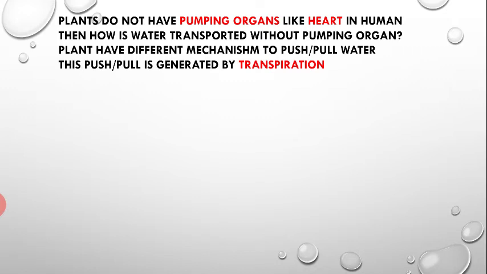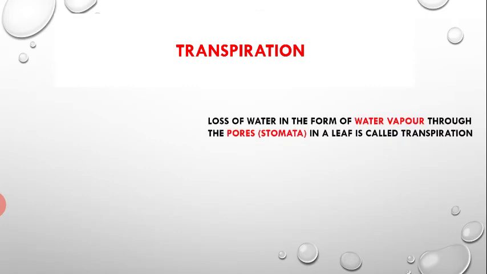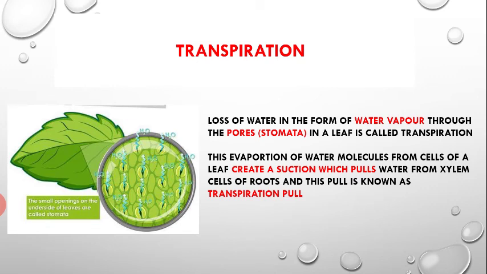So let's discuss what transpiration is. Transpiration is the loss of water in the form of water vapor through the pores in a leaf. Loss of water in the form of water vapor through the pores in the leaves is called transpiration. And this transpiration generates a suction or pull which leads to pulling the water from the soil, and this pull is known as the transpiration pull.